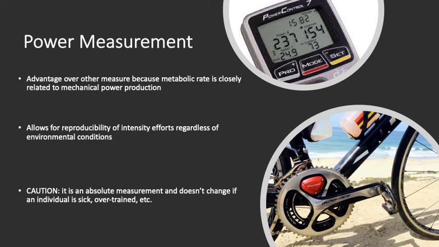So I would do graded exercise tests and look at my peak power output and my mean power output for various tests, and then determine a percentage of that for my efforts when I was training. There is an advantage of using power over other measures because metabolic rate is closely related to mechanical power production. So that is very closely linked. It also allows for reproducibility of intensity efforts regardless of environmental conditions.